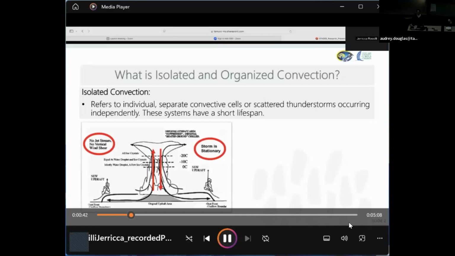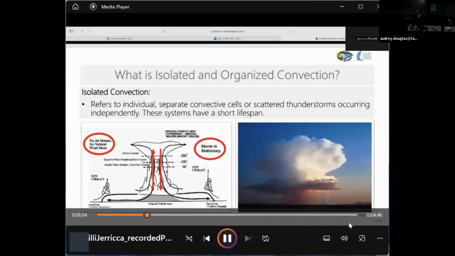Here's a little schematic of what this type of system would look like. You can see that the updraft and the downdraft, which are the little red arrows, are not separated from each other. We also get no jet stream, no vertical wind shear, and the storm remains stationary. And like I said, these are very short-lived storms, and they are isolated, hence the name isolated convection.